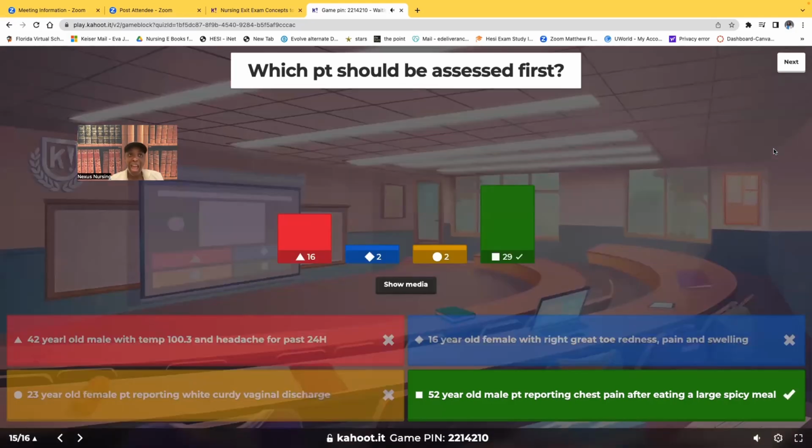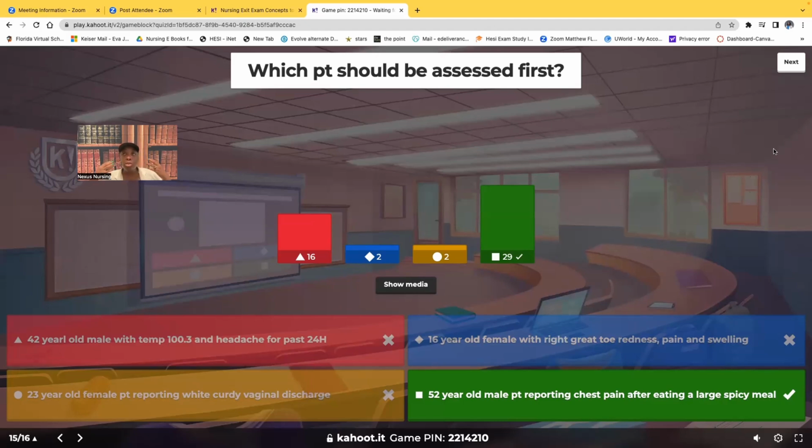Very good. I'm so happy you guys did not get tricked, because that's what NCLEX will try to do to you too, right? They'll give you the large spicy meal to make you think, oh, it's just GERD. We don't know it's GERD until we assess them, right? Chest pain, that's going to be a problem. And it's going to be a problem until that patient's assessed and is deemed otherwise.